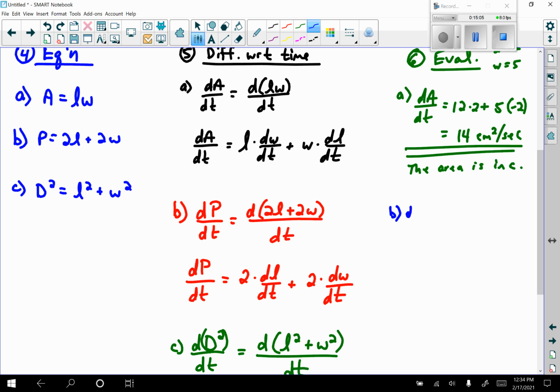For B, we would have dP over dt is going to equal 2 times dL over dt, so that's 2 times negative 2 plus 2 times a positive 2. So that would actually be 0. Perimeter is linear, so centimeters per second. And doesn't that make sense? Because no matter how we rearrange the rectangle, if the length is decreasing and the width is increasing, the perimeter is going to stay the same no matter what.